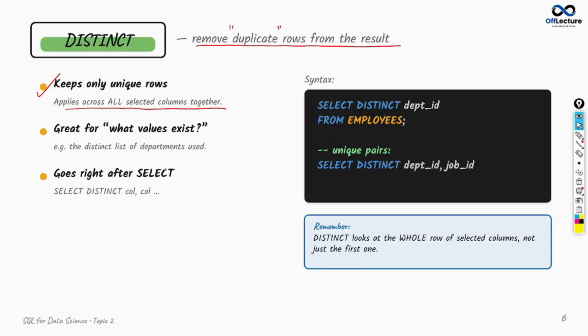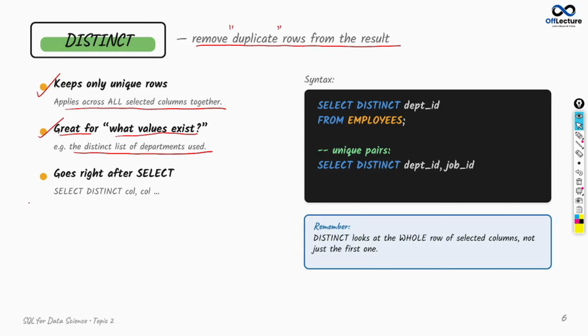Distinct is perfect for answering what values actually exist, that is, the distinct list of departments used. We are not asking what the complete list of departments is, or in the employees table what the salaries available are. We want distinct salaries, so for those cases distinct is used.